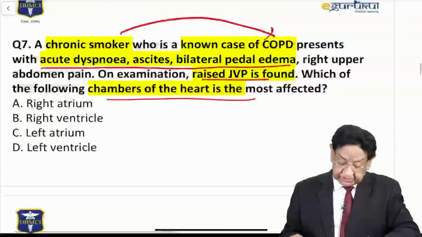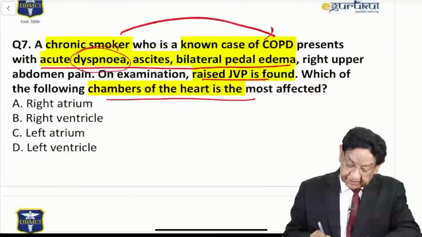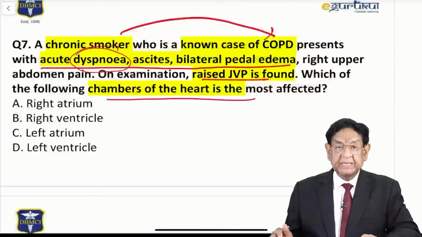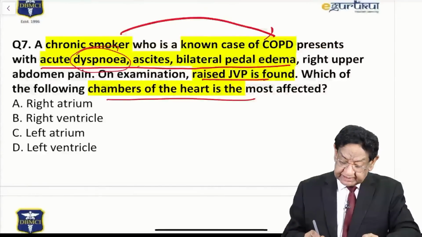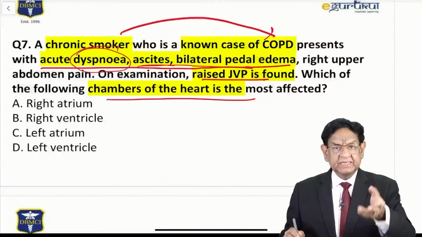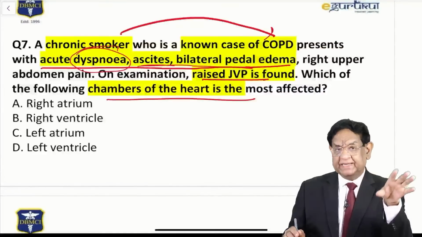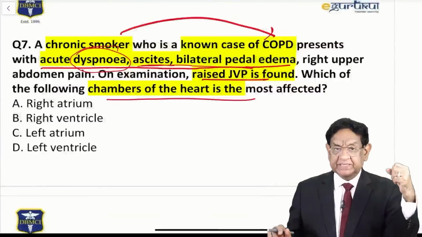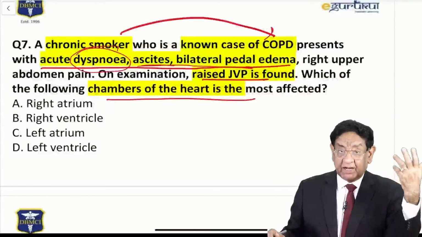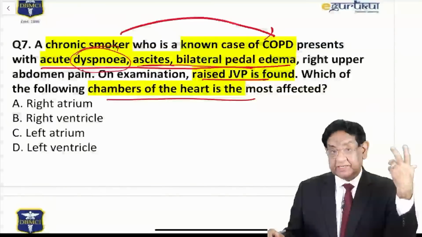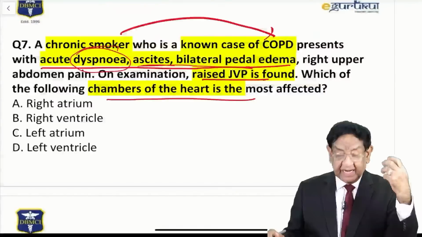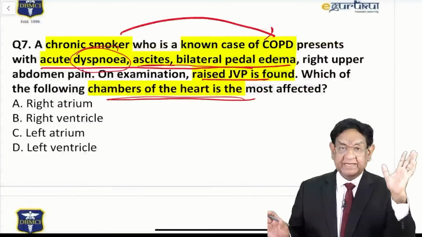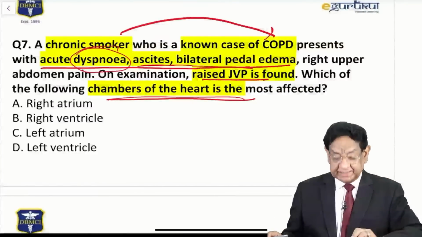If you look into this, dyspnea is in fact a part of COPD itself. But as far as ascites and bilateral edema are concerned, they are usually not directly associated with COPD. This happens when some additional pathology is there. Now the thing is, what is the additional problem, and that is due to which chamber of the heart. One thing is made very clear, there is some cardiac involvement.